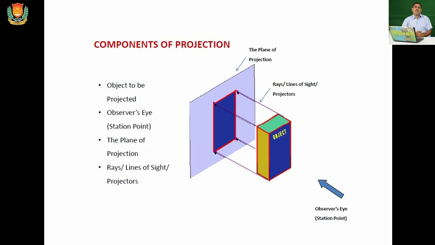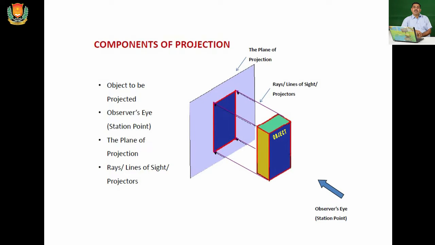For example, if you are in front of a mirror and you are looking at yourself in the mirror, you are the observer and your image is produced on the mirror. You are the object and you are the observer also, and the mirror is the plane of projections.